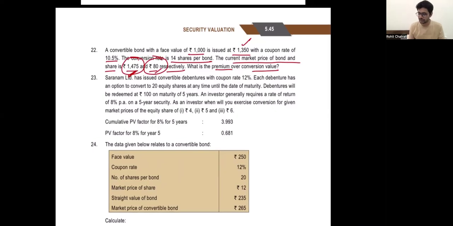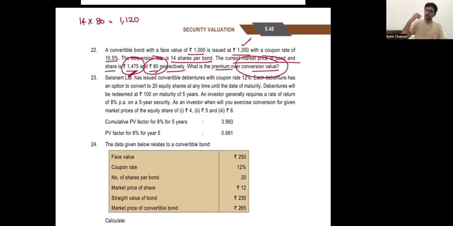First, let us actually find out what is the conversion value. Conversion value basically is also called the stock value of the bond. Focus on the terminology. Conversion value, or stock value of the bond, is the value that you're going to receive if you convert it into equity shares. Can you tell me what is the conversion value? 14 into 80, which will be 1120. So conversion value is going to be 14 into 80, which is equal to 1120.